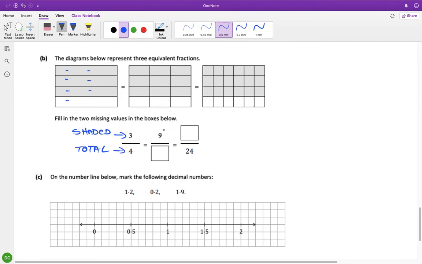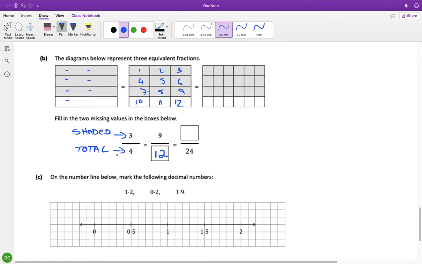Okay, so in the second one, there should be 9 shaded. So 1, 2, 3, 4, 5, 6, 7, 8. There are 9 shaded. Out of how many? So how many are there in total? So I've counted 9, 10, 11. There are 12 there in total.